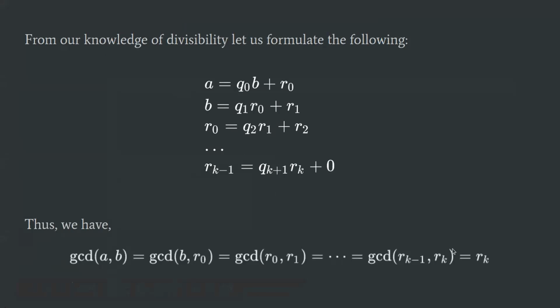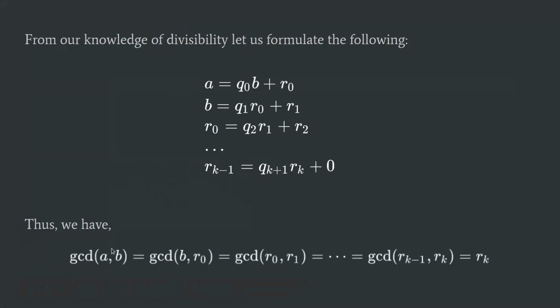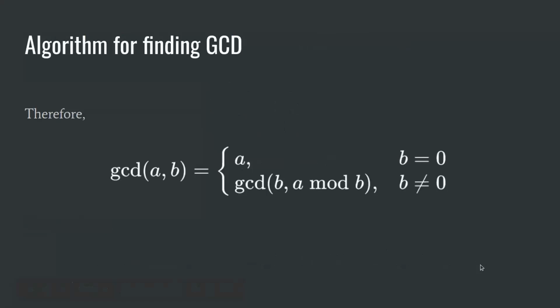Okay, so based on what I explained right now, you get your algorithm as this: GCD of A comma B is A when B is equal to 0, and when B is not equal to 0, you get GCD of A comma A mod B. So what is A mod B? A mod B is the remainder that you are getting. If you follow the previous thing that we got, R0 here is the remainder when you divide A by B, and similarly R1 is the remainder when you divide B by R0, and similarly it goes on. So this is the algorithm that you get to find the GCD.